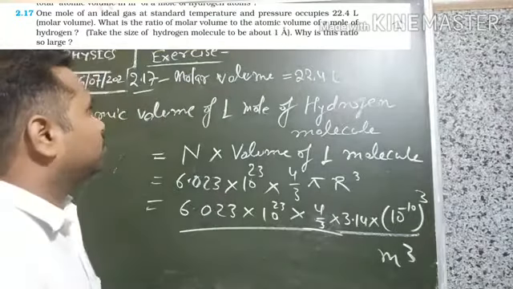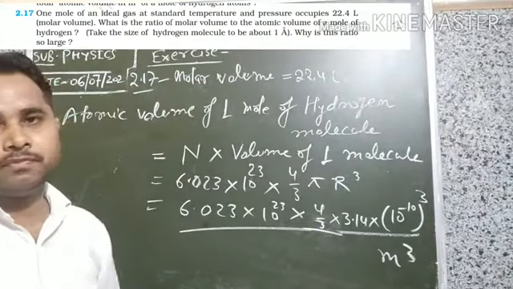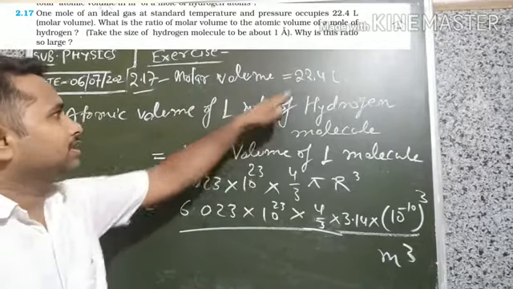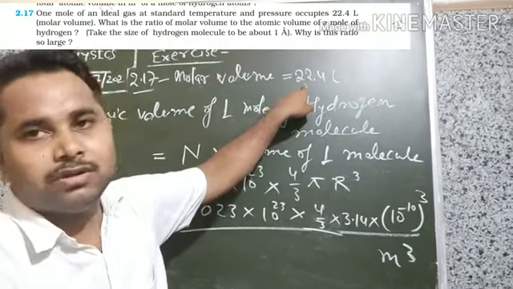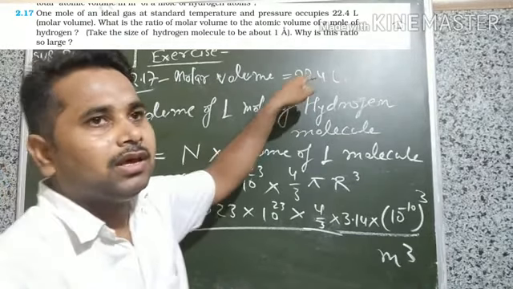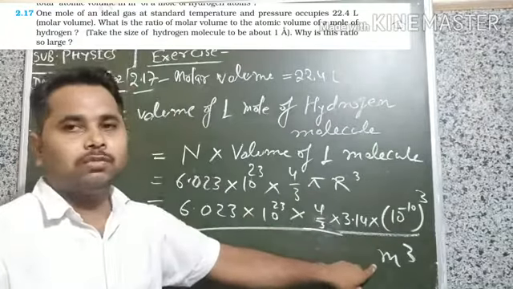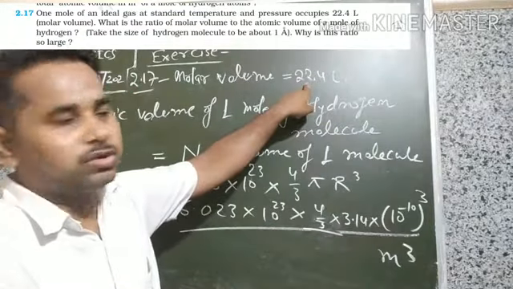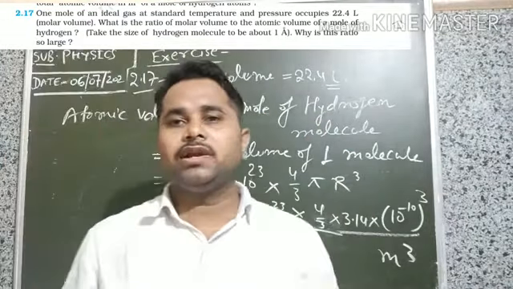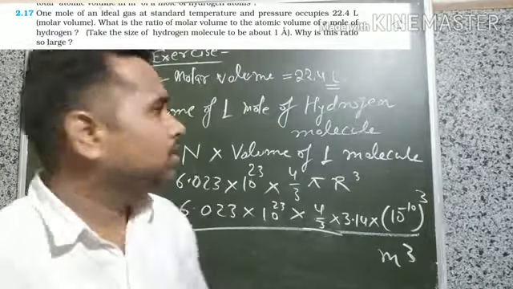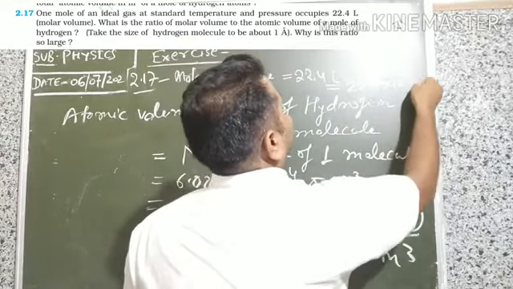In the question it is given to compare the molar volume and atomic volume. Molar volume, listen, this is given in liter. So first of all you have to convert this into the meter cube, because for comparing two quantities both should be in same system of unit. So convert this into the meter cube. You know the relation between liter and meter cube, that 1 liter equals 10 power minus 3 meter cube. So it is equal to 22.4 into 10 power minus 3 meter cube.